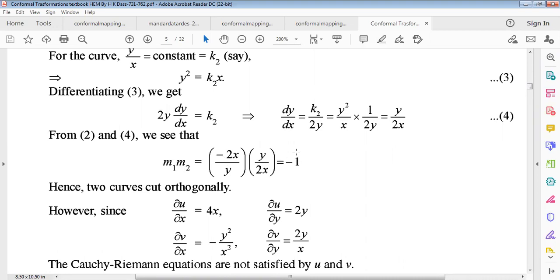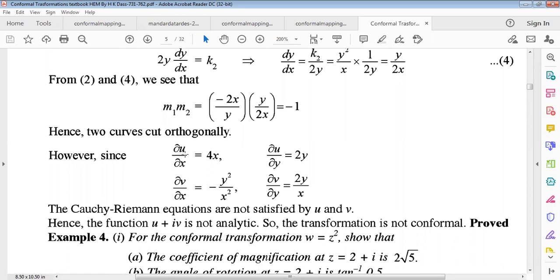We get minus 1. If the multiplication of the slopes of two curves gives the result minus 1, the angle between them will be 90 degrees. That means they are perpendicular to each other. We know from intermediate that if two straight lines are perpendicular to each other, their product of slopes gives the result minus 1. Hence the curves cut orthogonally. This is called orthogonal, that means 90 degrees.